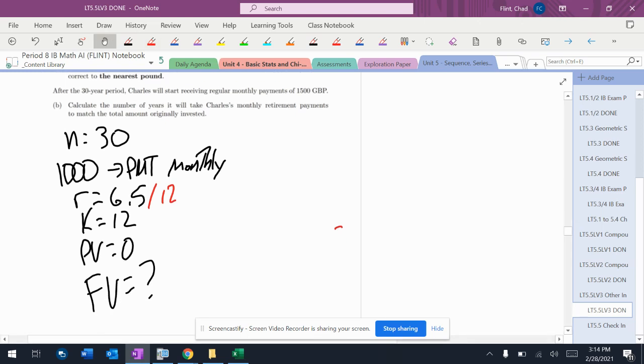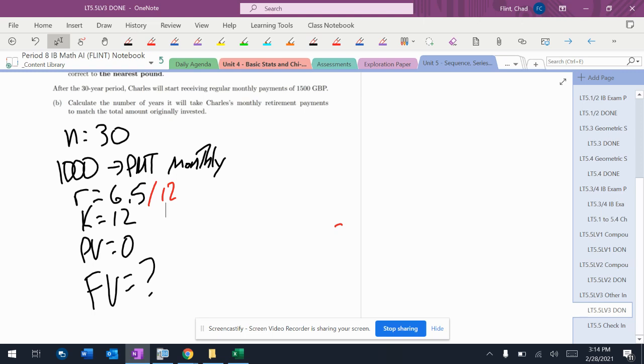We're compounding 12 times per year. We're also making 12 payments per year when we go in there. So I'll talk about that. But the other big thing here is, since we're going to work this monthly, we're going to have to multiply this by 12 too, because we're making 360 of these payments.